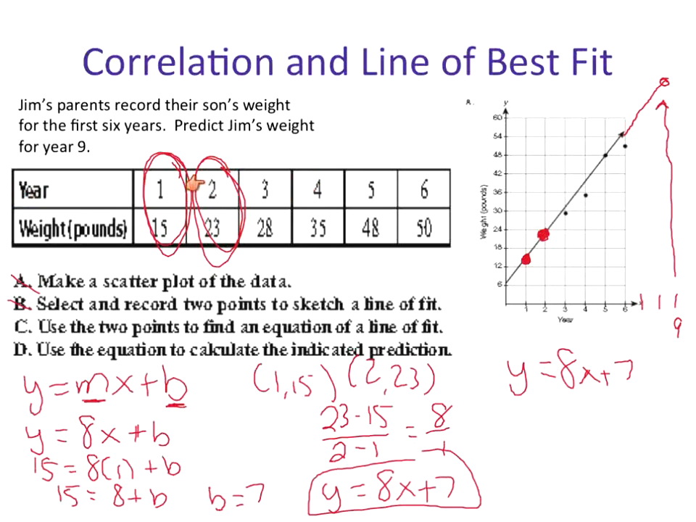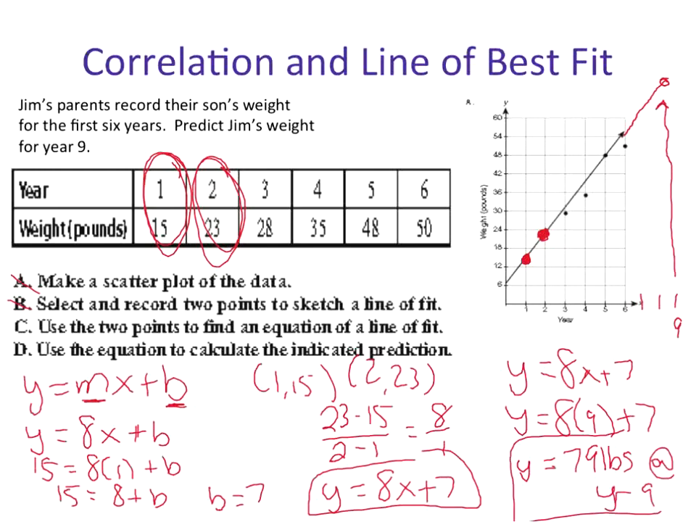Okay, and the 9 represents the year. Would you guys agree? The year is your what? X. Here's your x. So if I'm talking year 9 and 9 is my x, I'm going to plug it in for my x. Let's try. So I will get 72 plus 7, so 79. So he will be 79 pounds at year 9. Let's just make sure that we have that on our paper somewhere so we have a finishing sentence. 79 pounds when he's 9 years old.